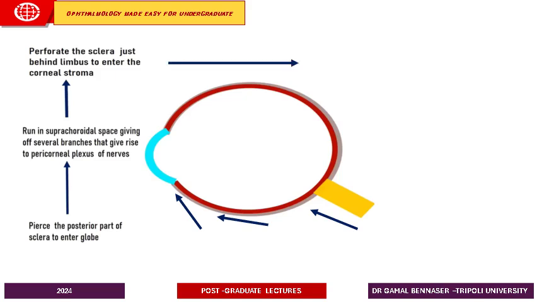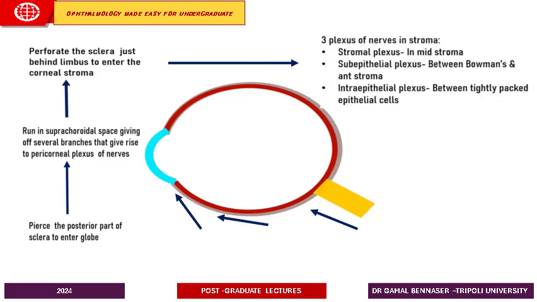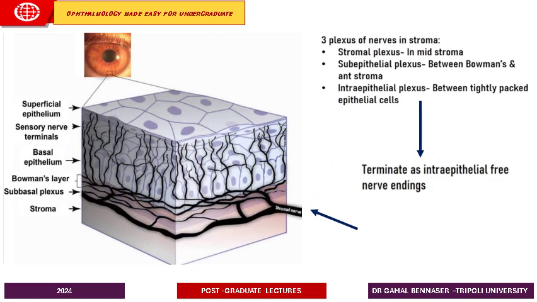Once they enter the cornea, they divide into three main plexuses. That's the stromal plexus, occupying the mid part of the stroma, and the subepithelial, also known as the subbasal plexus, which runs between the basal layer of the epithelium and Bowman's layer, and another intraepithelial plexus, which is tightly packed in the epithelial cells, where it ends up as terminal intraepithelial free nerve endings.